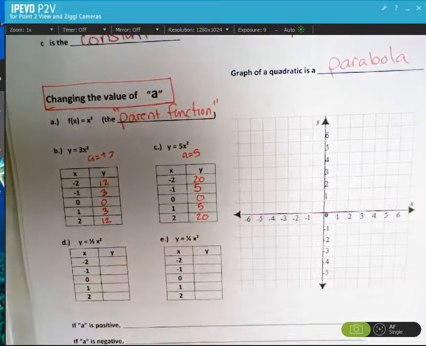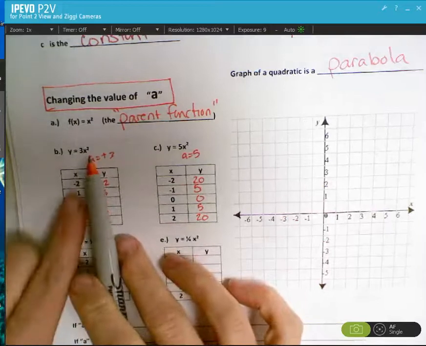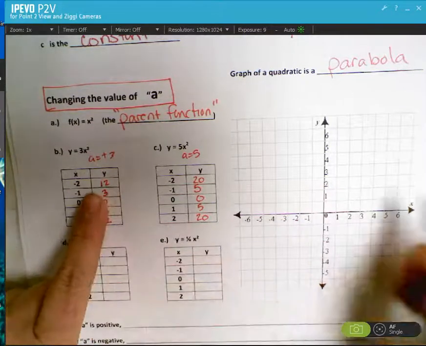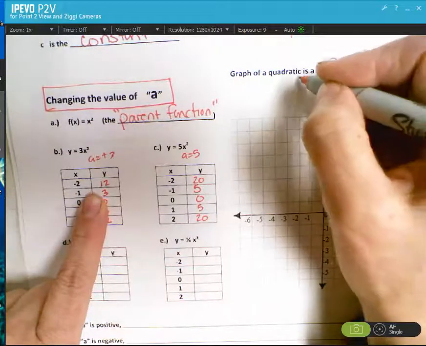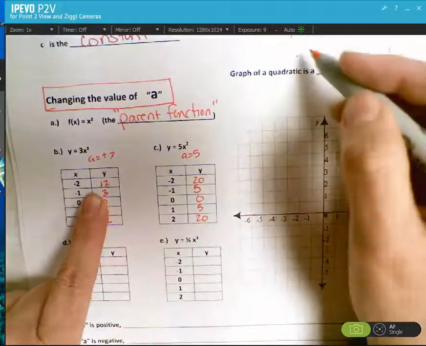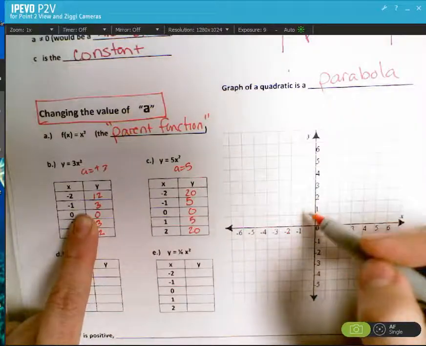So let's graph those couple. If we are looking at 3x squared, and we graph points negative 2, and obviously x is double way up here, so my y is way up off the chart. Negative 1, 1, 2, 3.